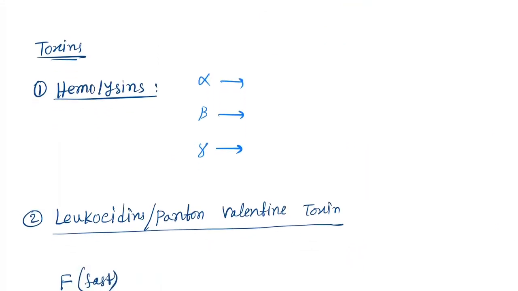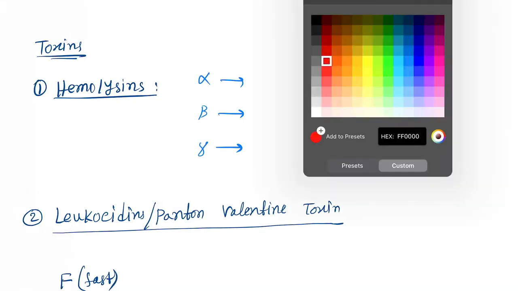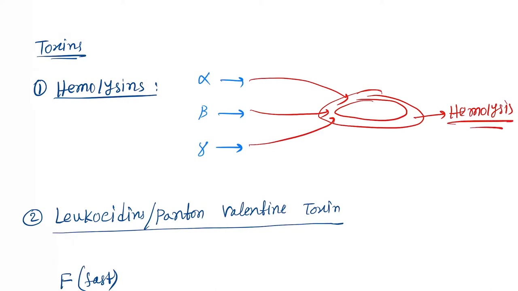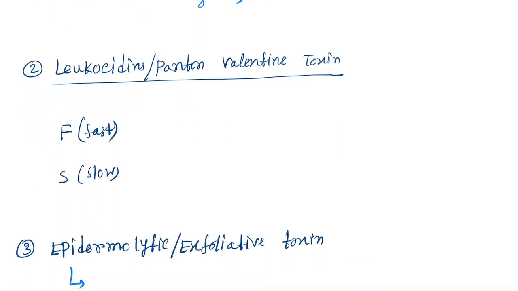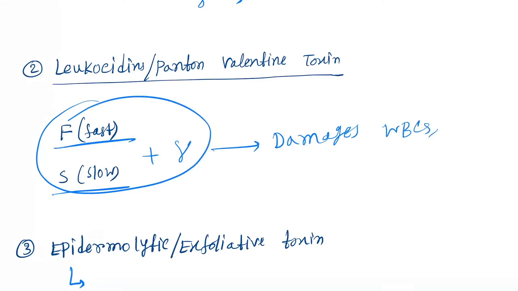Now come to the toxins. The first one is the hemolysin. Hemolysin has three components: alpha, beta and gamma. They act on the RBC membrane. Let's draw an RBC. Here it is the RBC and this is the membrane. They all act on the membrane and cause rupture of the RBC, and as a result hemolysis will occur. Next is leukocidin, the Panton-Valentine toxin. Here the fast and slow components bind with gamma, and this damages the WBCs, RBCs and macrophages.